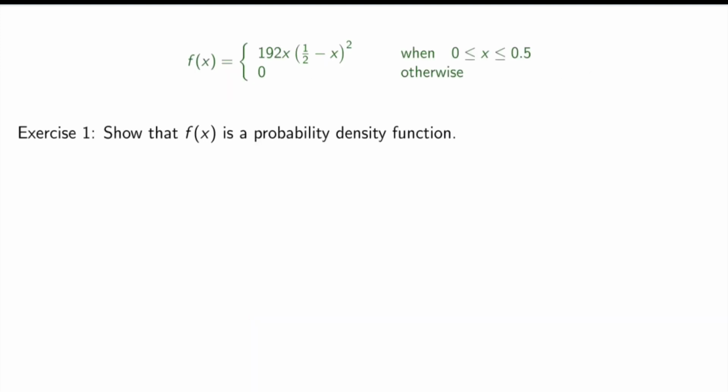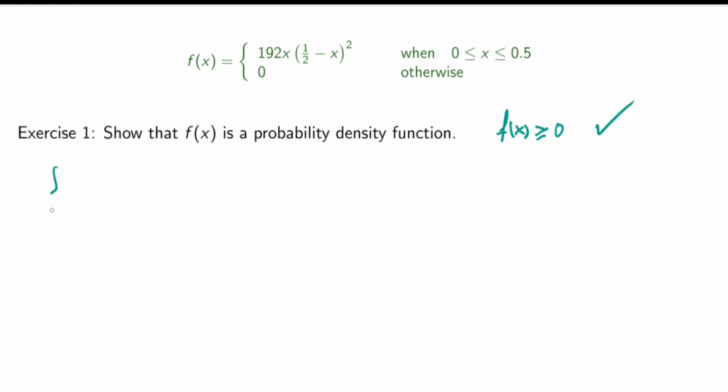So let's first check the two conditions to be a probability density function. One was that f has to be larger or equal to 0, and the other one that it integrates to 1. So let's check this. First of all, f of x larger or equal to 0. Yeah, looking at the formula, so this is check.